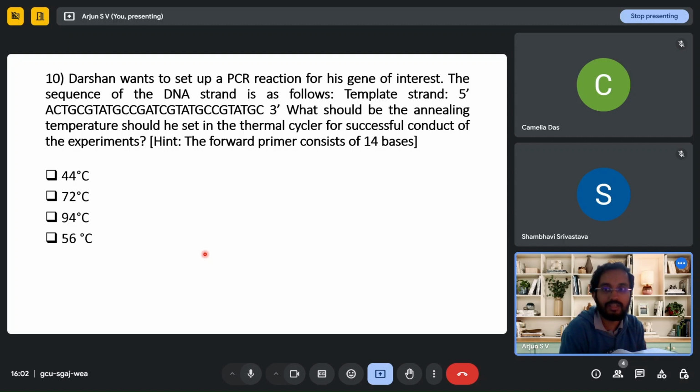The crude way of solving this is, once your number of bases is comparable to the template, then your annealing temperature is already going to reduce. So it will probably be the lowest annealing temperature ever. So the correct answer is 44 degrees Celsius. So almost around 45 degrees Celsius, your annealing is going to happen.